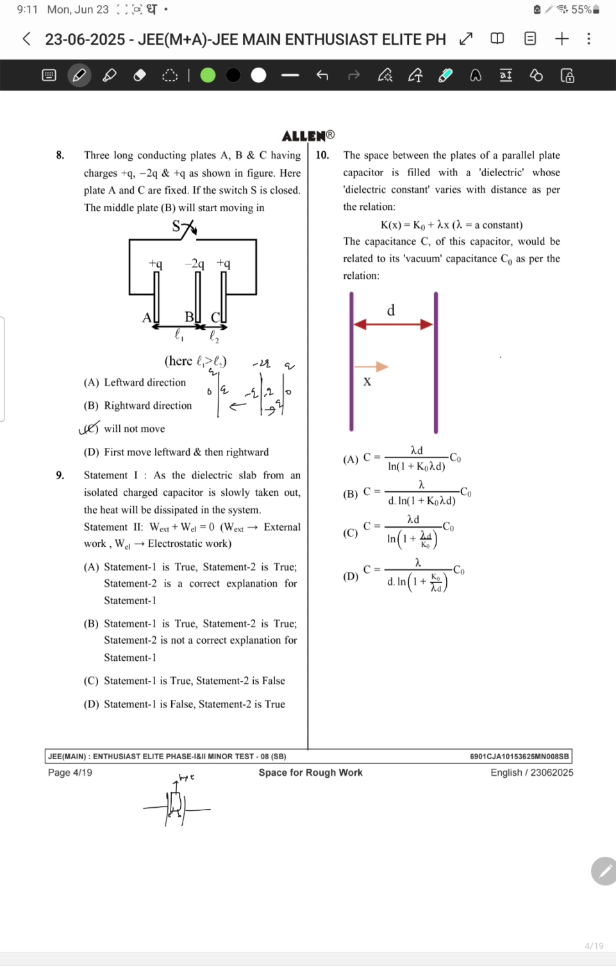And the first statement says that it is slowly taken out. So if it is happening slowly, we can apply energy conservation here, right? If energy is conserved, that means there will be no heat produced, right? If the first statement said the dielectric is slowly taken out, the heat will not be dissipated in the system, then we could say statement 1 is correct, and statement 2 would justify statement 1. But here it says that the heat will be dissipated, so it is wrong. It is slowly taken out, right?